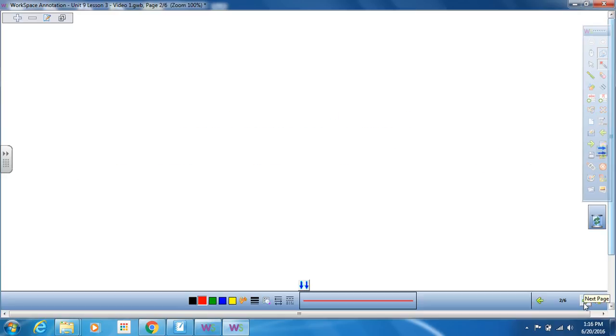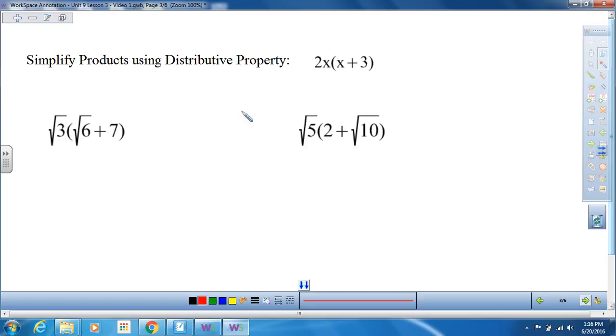Radicals behave a lot like variables. So for example, we distribute with radicals like we distribute with variables. So if I were distributing this, that means I'll do 2x times x, that gives me 2x squared. 2x times 3 gives me 6x.